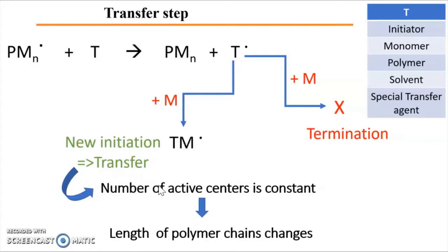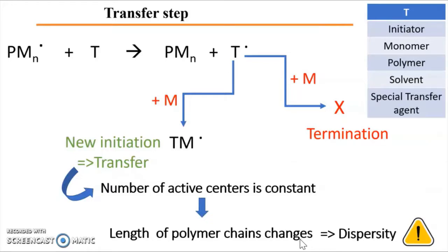changes or varies, because we have formation of a dead chain with a specific length, and I start a new chain from the beginning. So the length of these polymer chains varies, and thus we have higher dispersity in the medium. So the transfer step leads to an increase in the dispersity in the medium. So this is variation of dispersity.